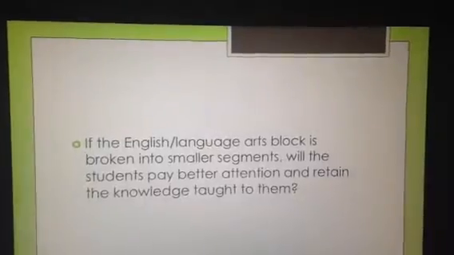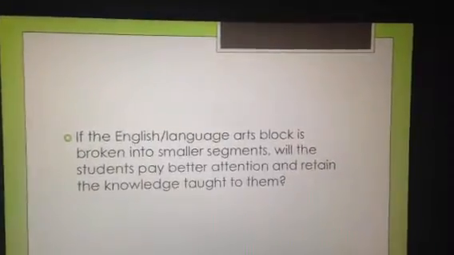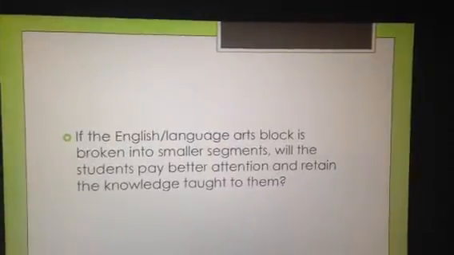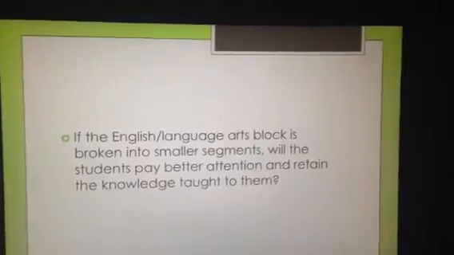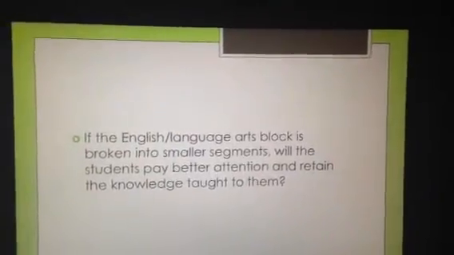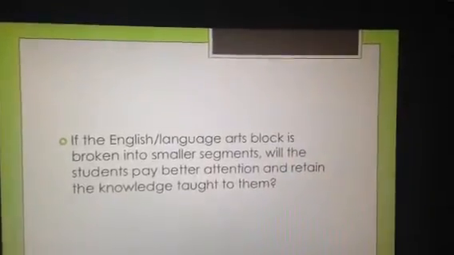The researcher will label the first period's pre- and post-test as Sample A. The researcher will label the second period's class as Sample B. The researcher will use charts to analyze the data. The charts will show if there's a correlation between segmented ELA classes and student attention and retention of knowledge.